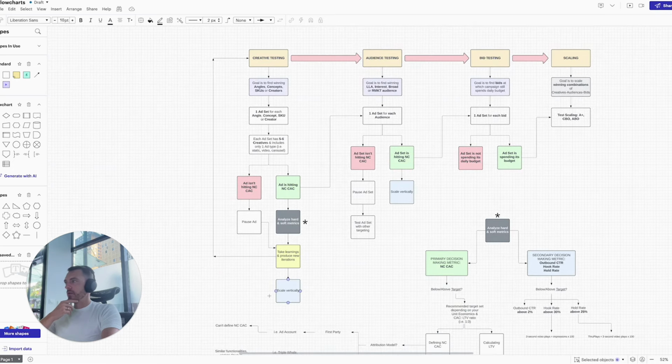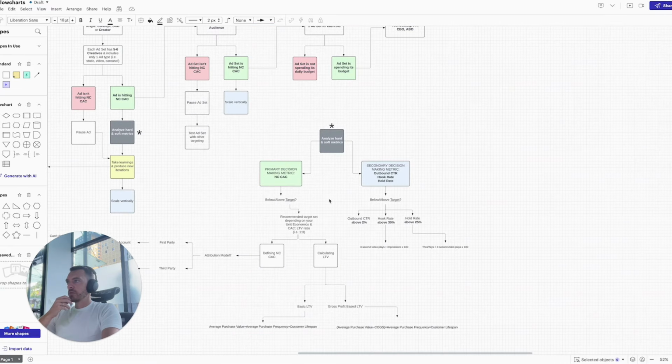And then I would take learnings from the iteration test and essentially come up with a new creative to script and test. Now, the ad set that's performing well and is hitting your NC-CAC, I would also test vertically, even though that's not the main purpose of the campaign, because we have a scaling campaign further down the line. So with these testing ad sets, I usually do a 10 to 20% bump the day after a day of good performance.